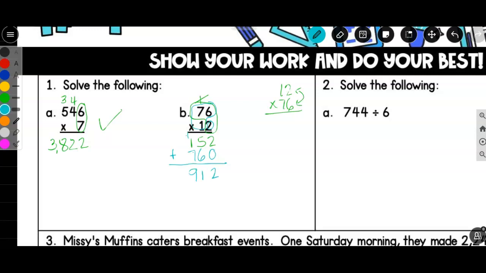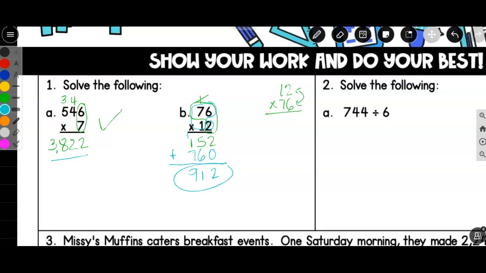So isn't that interesting that 76 times 12 yields a much lower value than 546 times just 7? Well, if you think about it, that's 7 groups of 546. That's a bunch. And this is 12 groups, which is not very many more than 7, 12 groups of just the number 76. So while this may look like it might have a bigger value at the end, this over here, 3,822, has a much larger value as the final product.